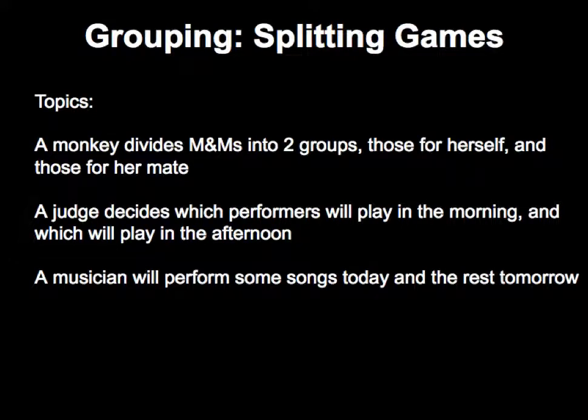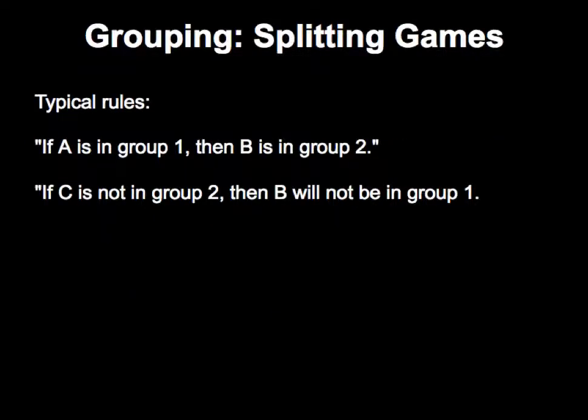Grouping splitting games have a lot in common with grouping in-out selection games because both game types involve dividing variables into two groups. For an in-out game, the groups are in and out. For splitting games, they're perhaps group 1 and group 2, group A and group B, and both game types involve lots of conditional logic. If one variable is in one place, then where does the other variable go?